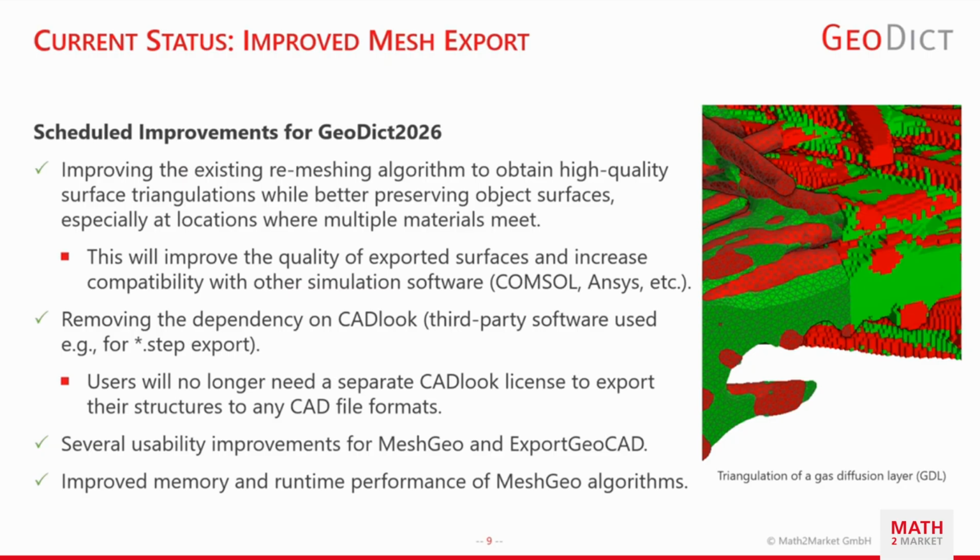Another thing we want to do is to remove the dependency on CutLook. So if you want to export a mesh in the so-called STEP format, you have to buy another license, a CutLook license, and this makes it more complicated for the user because you need a GeoDict license and a CutLook license, and yeah, not so nice. Here we want to remove this dependency and replace CutLook by something else. What else I cannot tell you now, but we want to remove it and make it easier. And of course other improvements, reducing runtime and memory and so on.